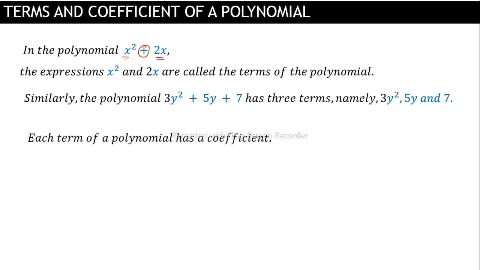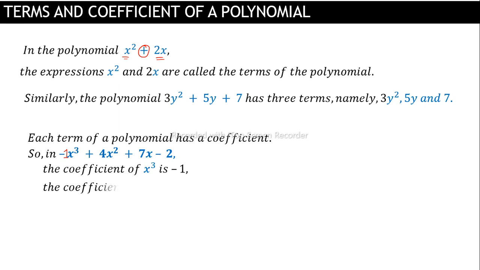Now we know that each term of a polynomial has a coefficient. So in minus x cubed plus 4x squared plus 7x minus 2, let us consider this polynomial. The coefficient of x cubed will be minus 1. We know that if there is no coefficient, we will treat it as 1. So the coefficient of x cubed is minus 1 and the coefficient of x squared is 4. Coefficient of x is 7. So here when we talk about coefficient, it's just a numerical coefficient.